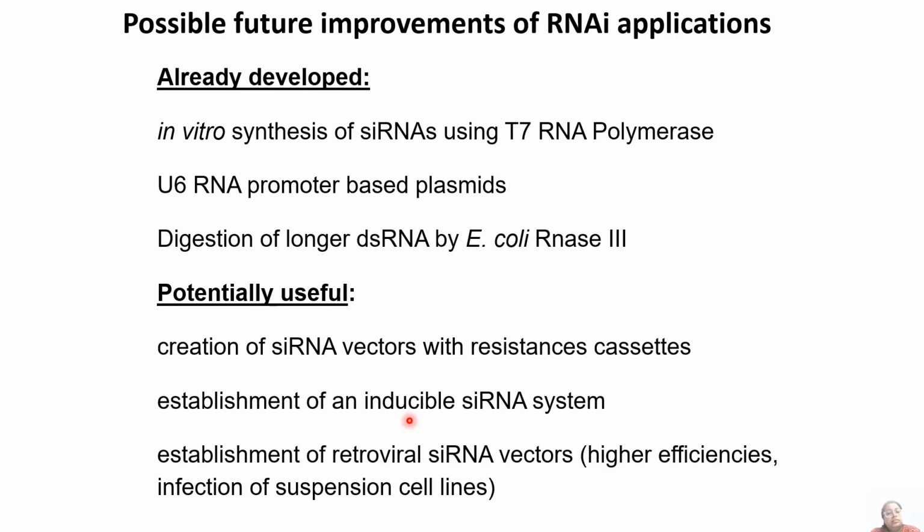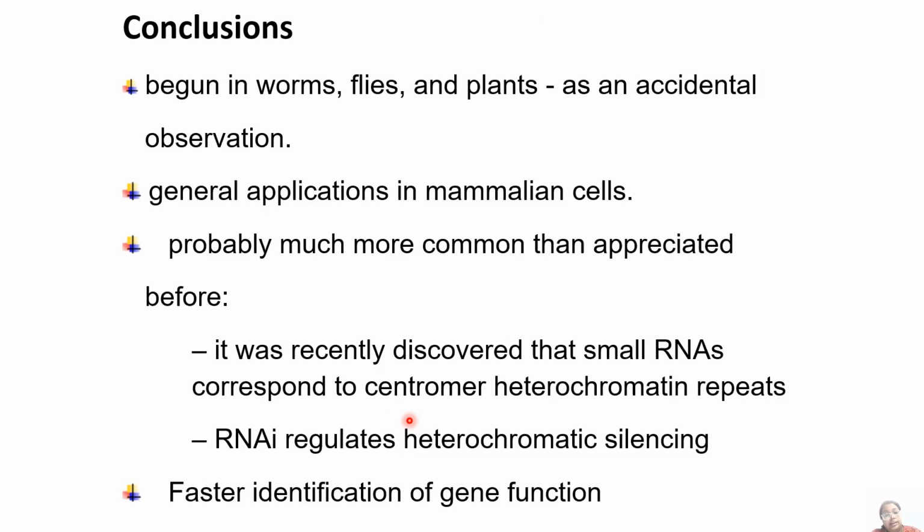Okay. So what are the future improvements of RNA interference applications? In vitro synthesis of siRNAs, U6 RNA promoter based plasmids, generation of longer dsRNA, potentially useful creation of siRNA vectors, establishment of an inducible siRNA system, establishment of retroviral siRNA vectors.